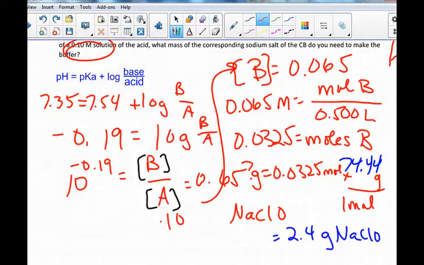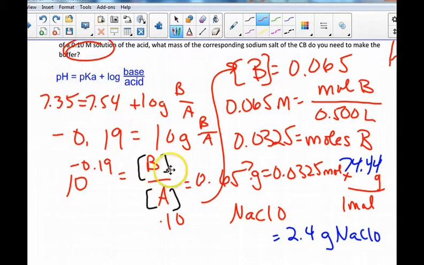A couple things about this problem I liked. Once again, let's look up here again. Notice I had to have this term be a negative number. I need to have the log of this number be a negative number so that these two would be equal to each other. And so there it is.